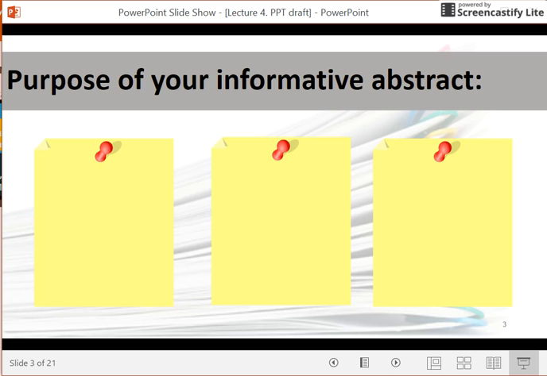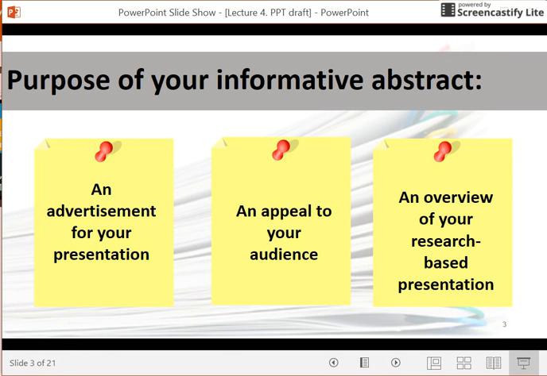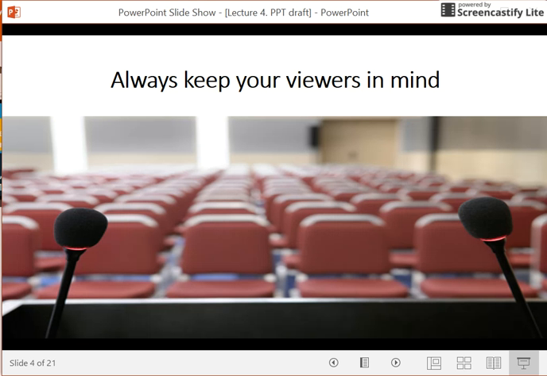Let's review the purpose of your informative abstract. It is an advertisement for your presentation. It is an appeal to your audience. And it's an overview of your research-based presentation. Always keep your viewers in mind as you're writing your informative abstract. For the COP conference in June, the viewers of your presentations will be your fellow COP members, your peers. Keep this in mind as you write your abstract.